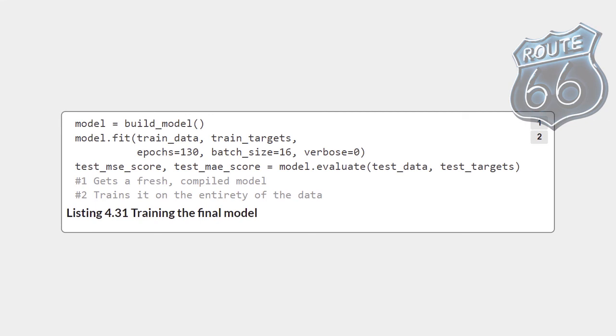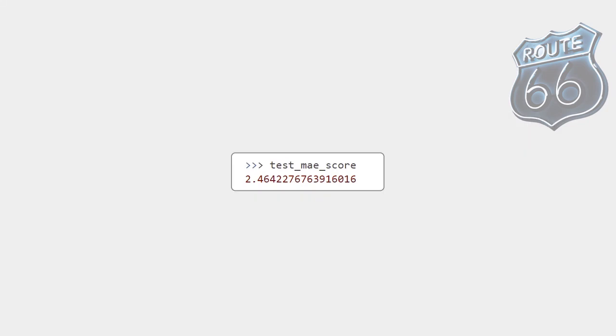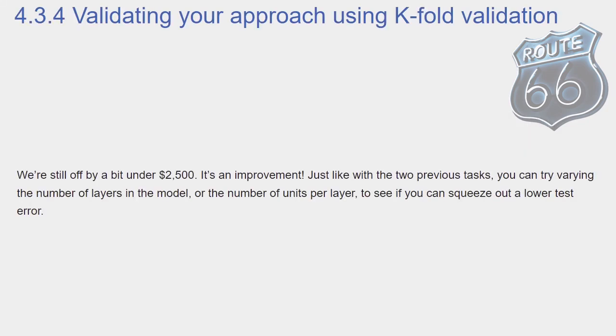You can train a final production model on all of the training data with the best parameters, and then look at its performance on the test data. Here's the final result. We're still off by a bit under $2,500. It's an improvement. Just like with the other two previous tasks, you can try varying the number of layers in the model or the number of units per layer to see if you can squeeze out a lower test error.